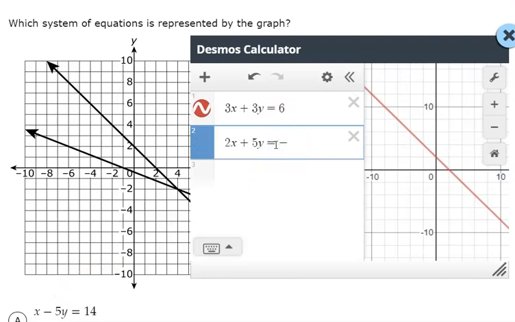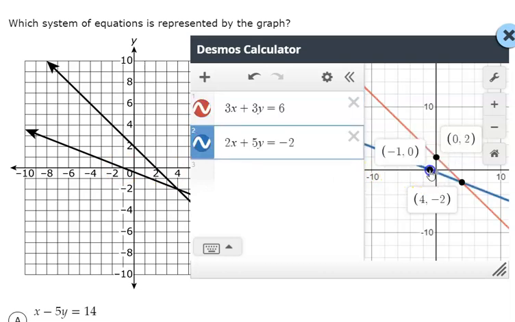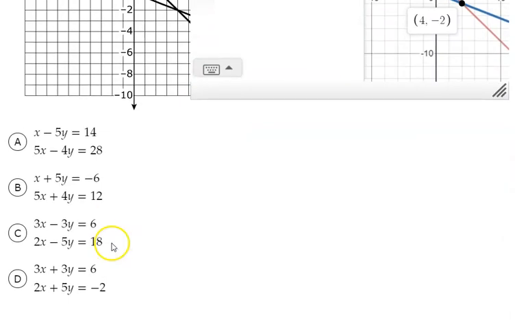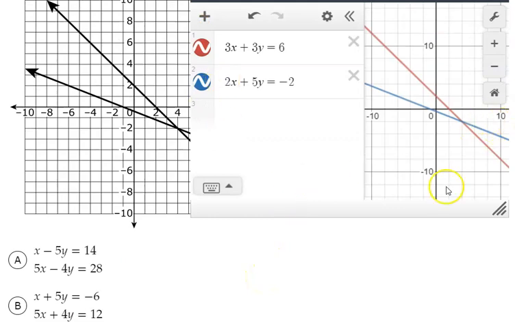Let's try that one. All right, now let's check these numbers again. This y-intercept is 0.2, so see, that's looking just right. This point is still 4, -2, so that looks just right. This looks like it crosses the x-axis at -1, and look here. It does. It crosses at -1. So even though answer choice B looked really good, it was answer choice D that was the correct answer because everything's perfect on that one.